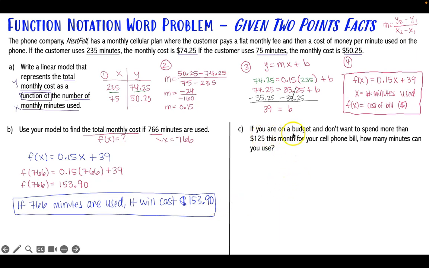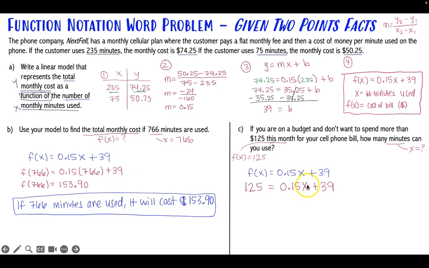Part C says, if you're on a budget and don't want to spend more than $125 this month on your cell phone bill, how many minutes can you use? Well, again, ask yourself, what did they give you? They gave you $125. Well, that's our f of x, cost of our bill. And how many minutes can we use? That's our x fact. So we're trying to solve for x when we know that y is 125. So grab that equation that you came up with, substitute 125 for f of x. That's your y value there. And we're solving for x.